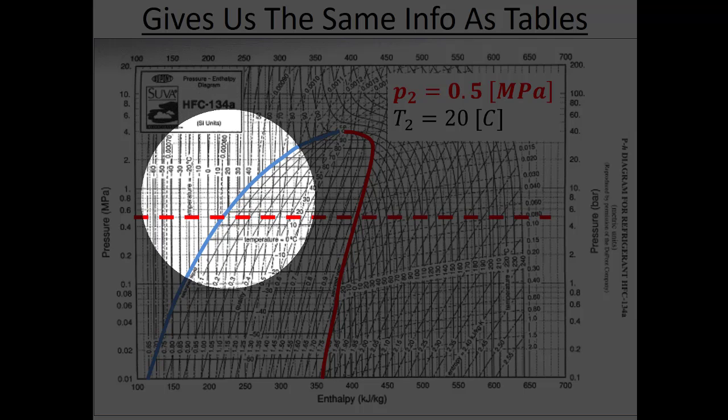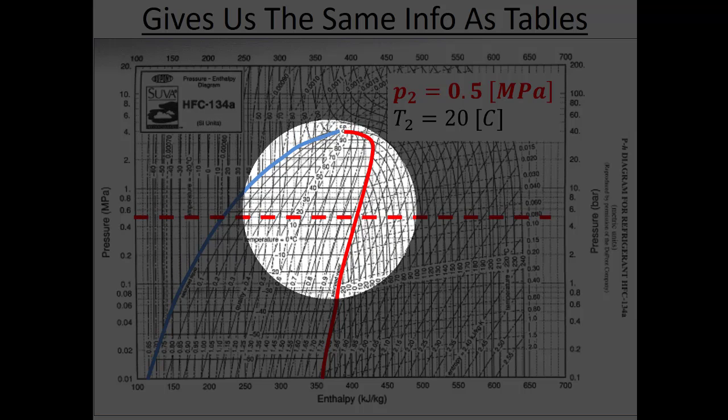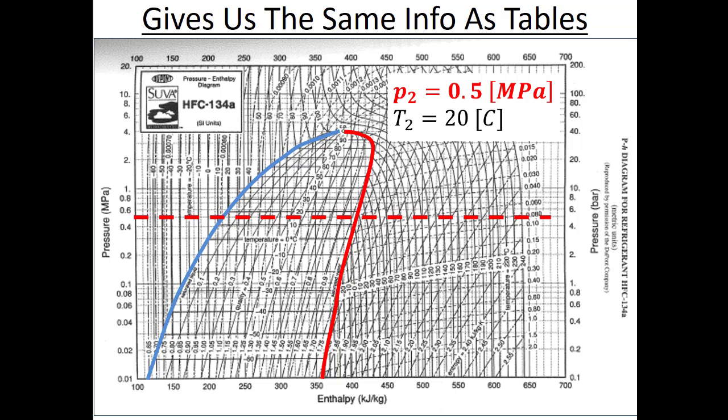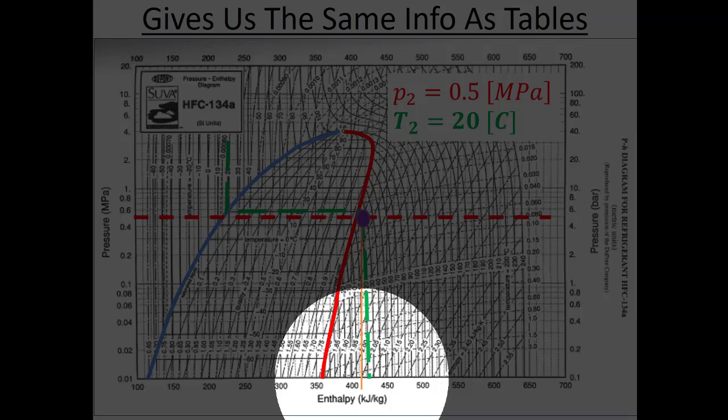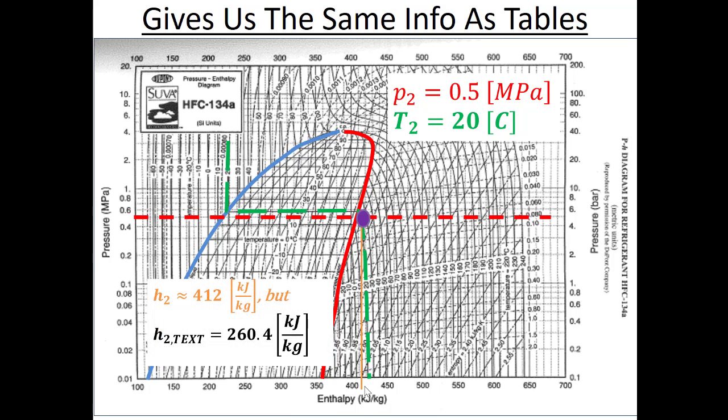You'll notice as this line comes down, it doesn't intersect my 0.5 megapascal line in the subcooled liquid region. So we zip right across here to saturated vapor and come down over here. Now my green line is this 20 degree line, and where these two lines meet is in the superheated vapor region. What I want is H2, so I'll drop a vertical line down and estimate the specific enthalpy. Here I estimated that the specific enthalpy was 412 kilojoules per kilogram.